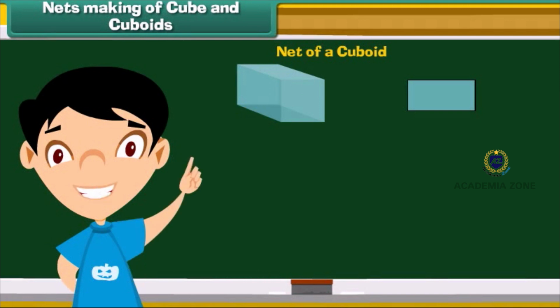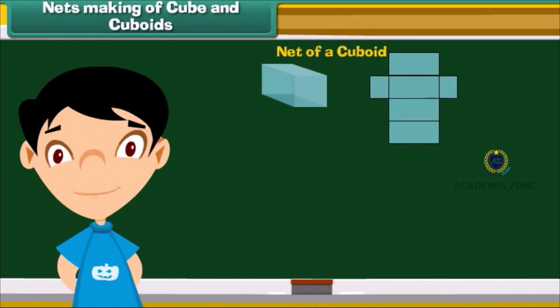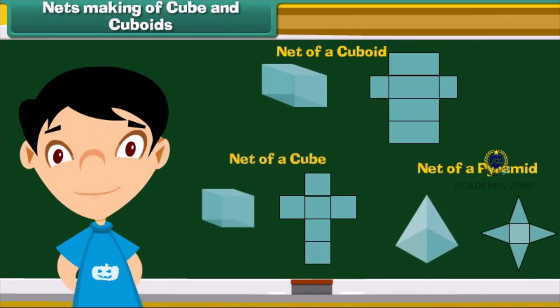Nets, making of cubes and cuboids. A net of a 3D shape is an arrangement which, when folded along the common edges, forms the 3D object. Here are some nets.